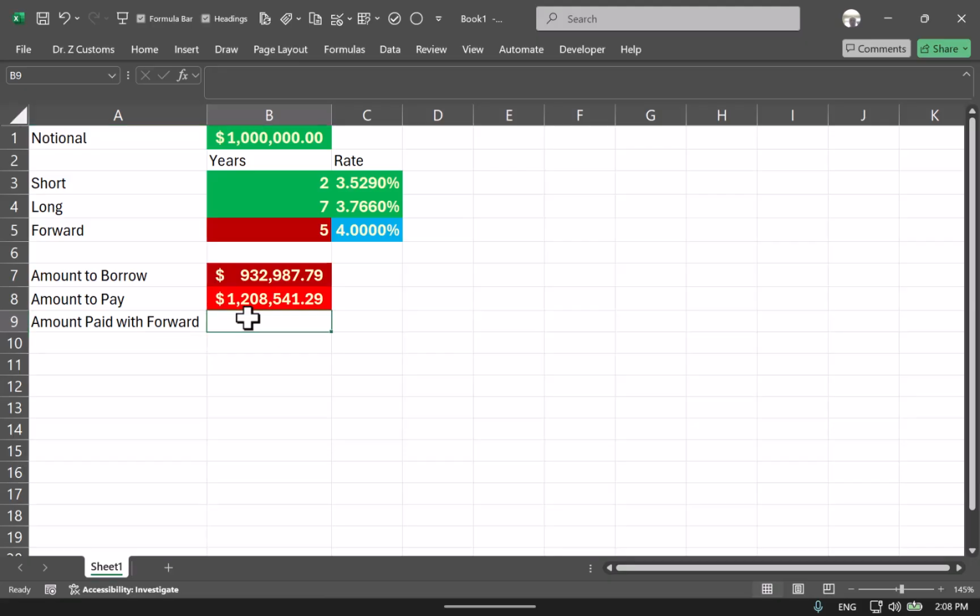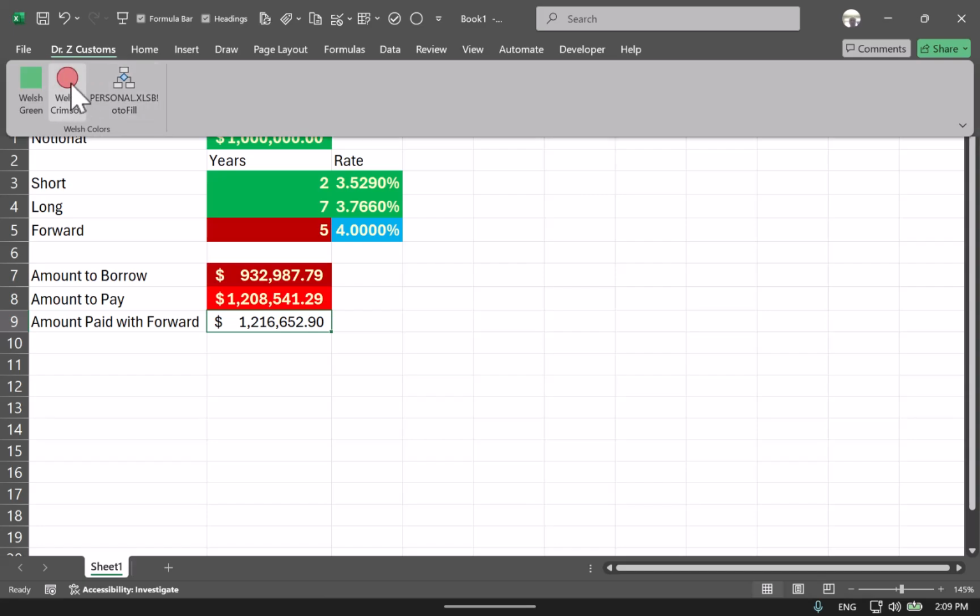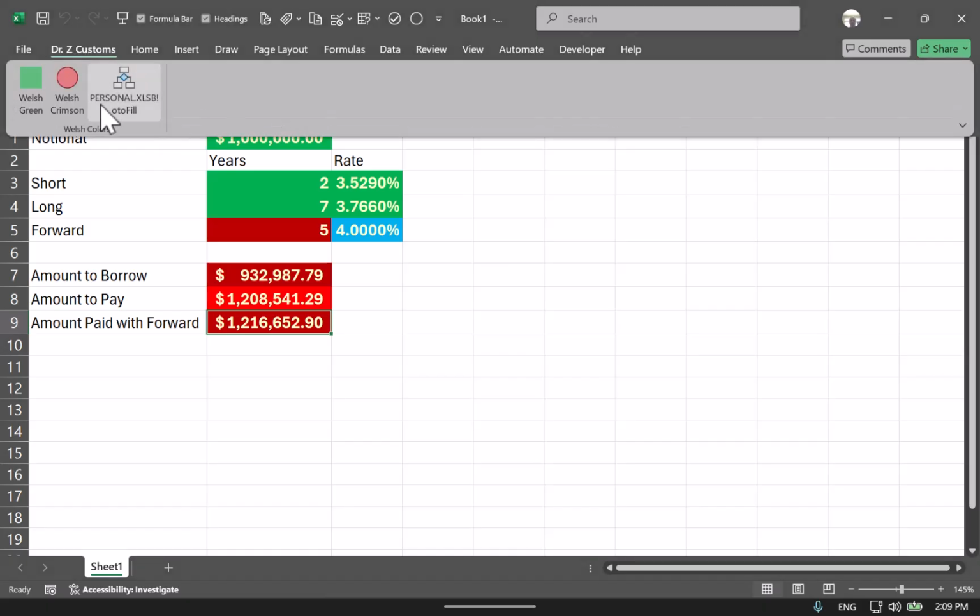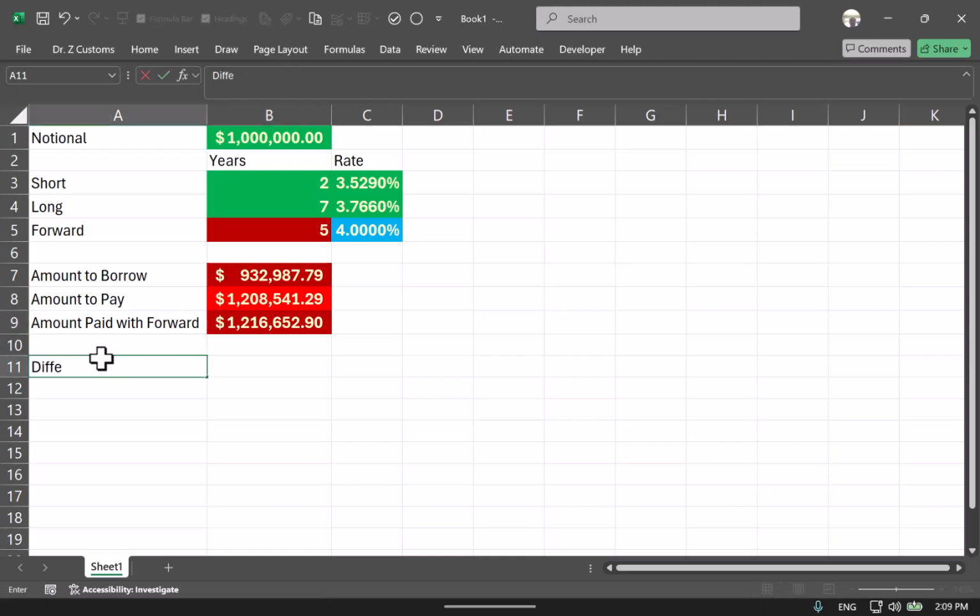I'm going to borrow $1 million, pay the forward interest rate for 5 years. I'm going to leave it like that. I'm going to do a difference. If I got the forward rate correct, amount paid with forward should be the same as amount to pay using the poor man's forward.